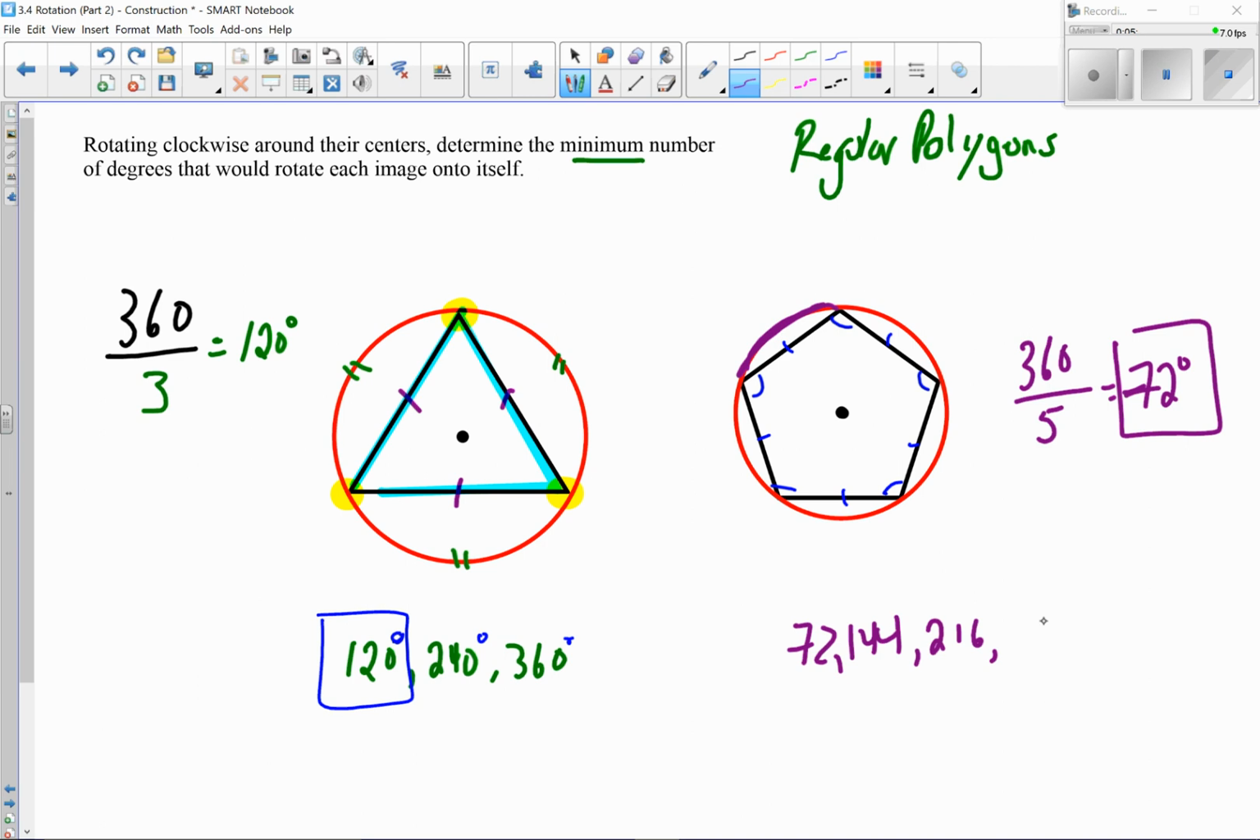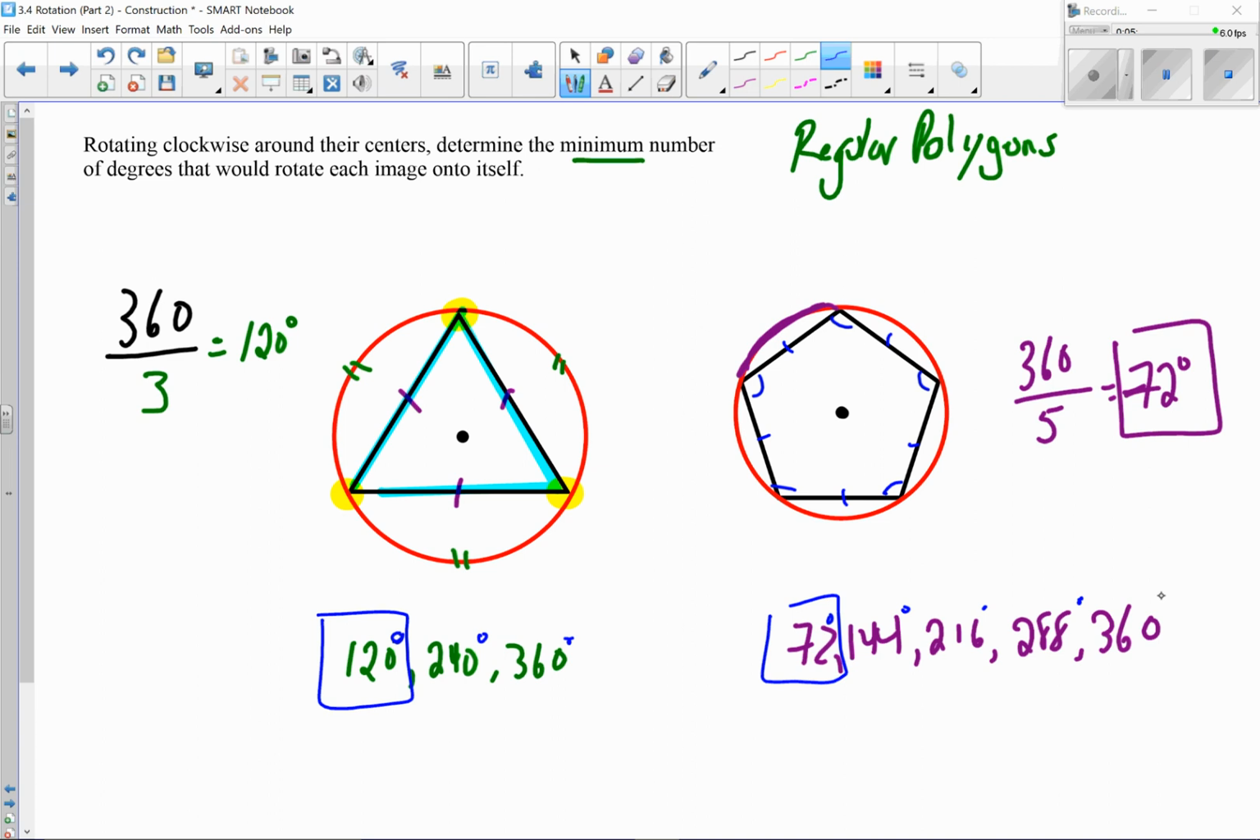If I do another 72, that's going to be 288, right? Another 72, that gets me back to 360. So this would be all of them. Once again, I only care about the minimum one here, the smallest. So again, my final answer in this case is just the 72 degrees, all right?